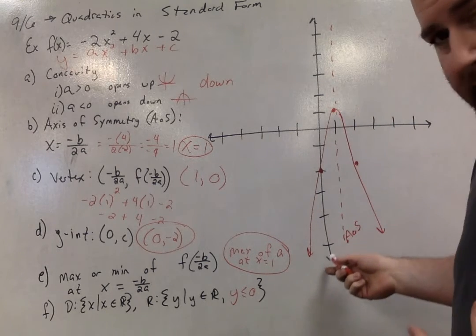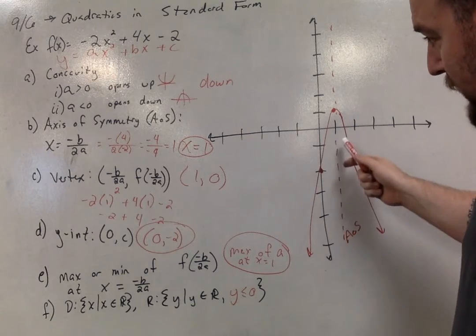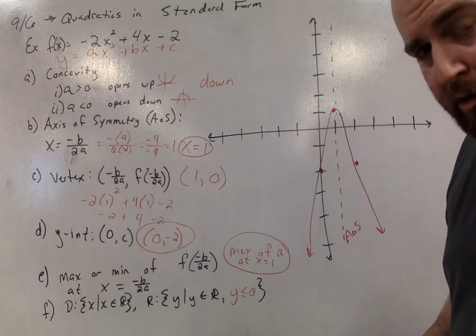Again, if you don't get a good y-intercept that fits on your graph easily, feel free to just pick a point to the left or the right of the axis of symmetry and get a nice point that way.